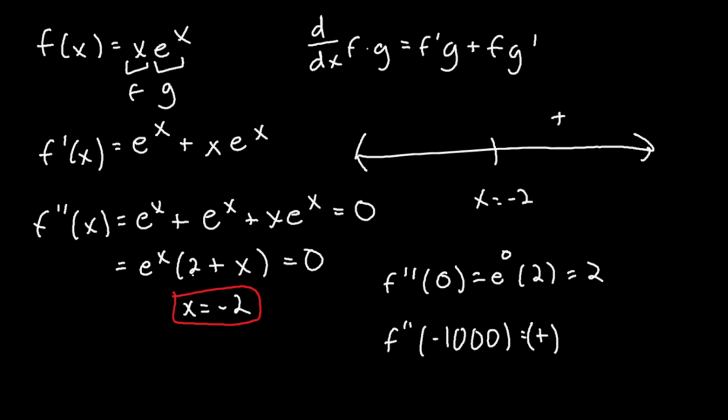And, well, 2 minus some large number is a negative number. All right? So you get a positive number, e to the negative 1,000. It's still a positive number, times a negative number, which is just a negative number. Doesn't need to know what it is. So you get a negative number. Therefore, you are concave down to the left of negative 2, and concave up to the right of negative 2.